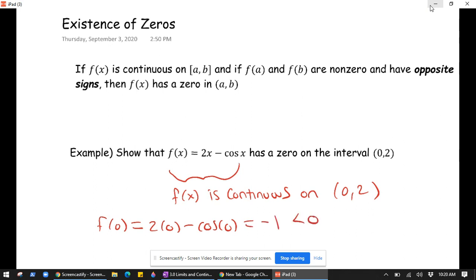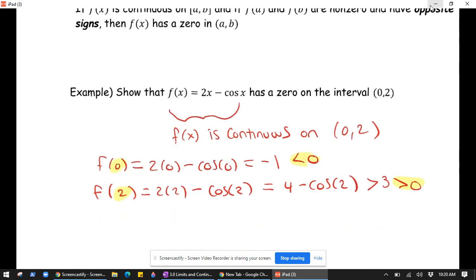Okay, so that's less than 0. And then f of 2 equals 2 times 2 minus cosine of 2, which is 4 minus cosine of 2. So we could cheat here if we had to and go plug in cosine of 2, but the biggest cosine can ever be is 1, which means that the smallest 4 minus cosine of 2 could be is 3. So in any case, we know that this is greater than 3, which is clearly greater than 0. And so now we see that f of 0 and f of 2 have opposite signs.